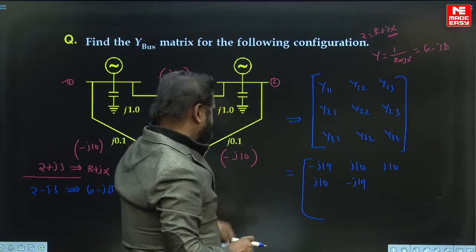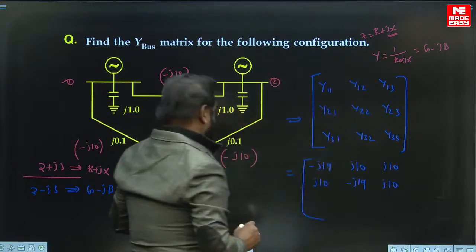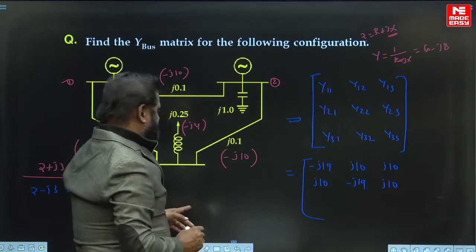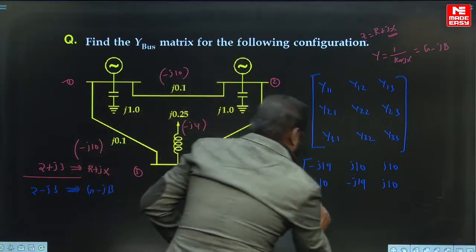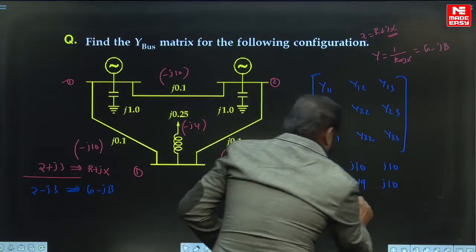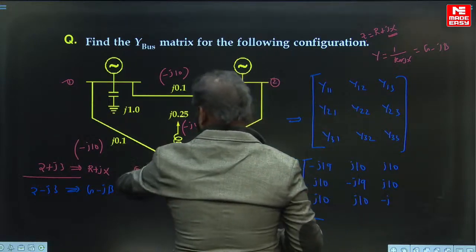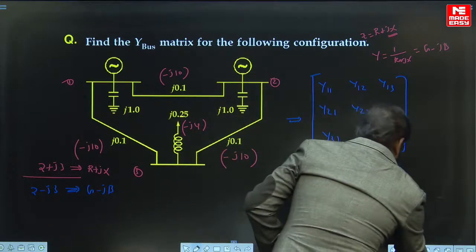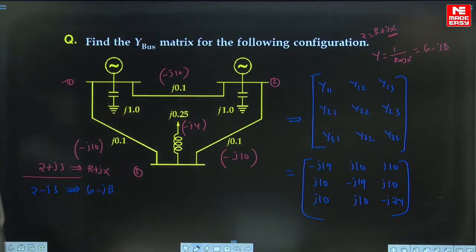y23 is the negation of the original existing value, that is j10. Next, y31 is the negation of the original existing value, that is j10, and this is also j10, and minus j, summation of all, how much is it? Minus j24. So this is the Y-bus that you can have.